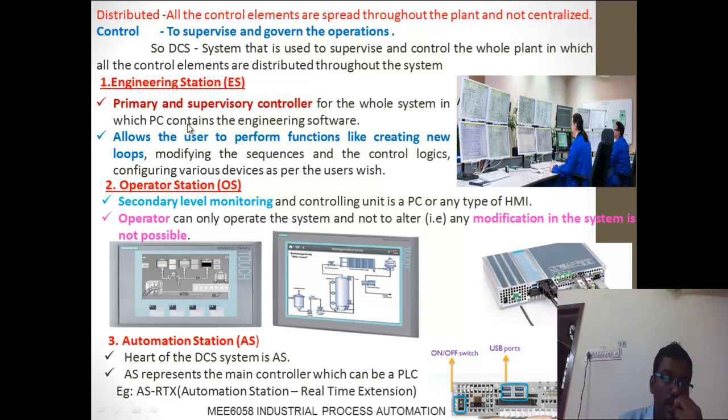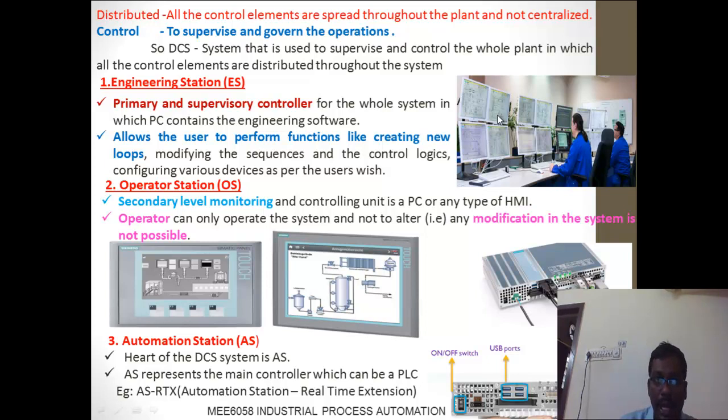So if you come to the engineering station, it's the primary and supervisory controller. It monitors what's happening in the plant with the help of software. That software is user friendly, and everything happens on the touch panel. If you want to control stations, the operator can touch the panel and observe what's happening. If we want to shut down the valves, we can do it with the touch panel itself. With the help of the touch panel, we can control systems.